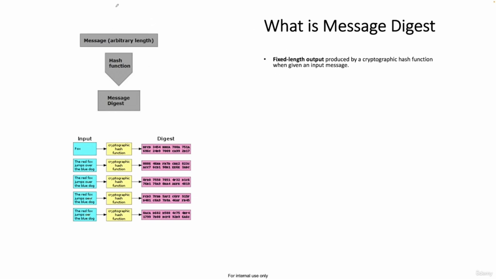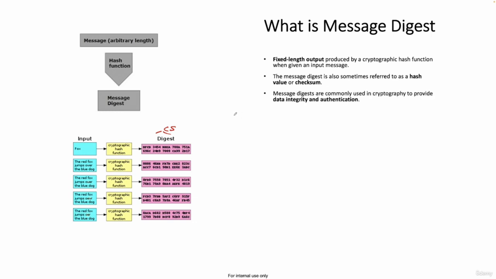As you can see, this is a message of any arbitrary length. You have Fox, you have all these messages. And when you pass it through a hash function like SHA-256 or SHA-512, you get an output, which is a message digest, something in this form. All it says is it's a fixed length output produced by a cryptographic hash function when given an input message. The message digest is also sometimes referred to as a hash value or checksum. So in some terminologies, we also call it the checksum, right? It's the same thing. We call it hash value or checksum.